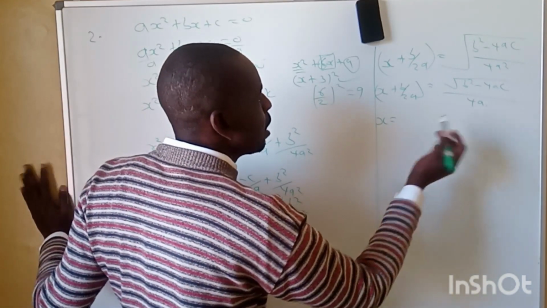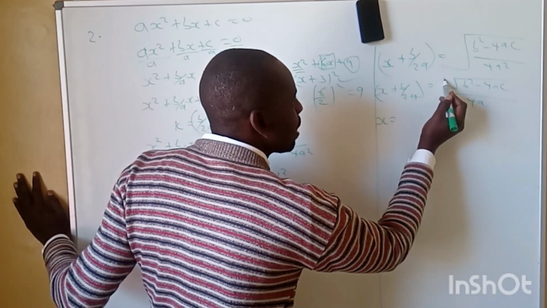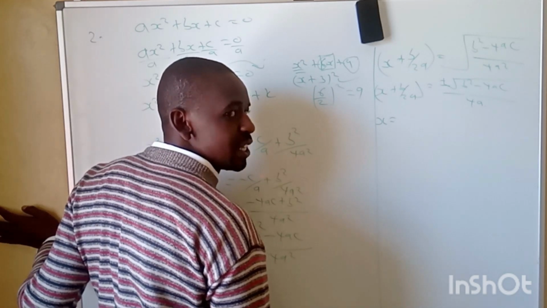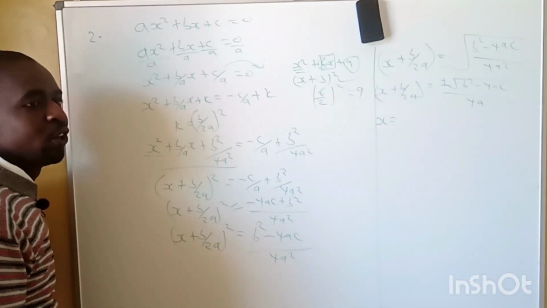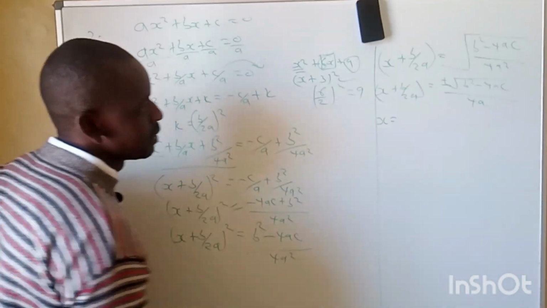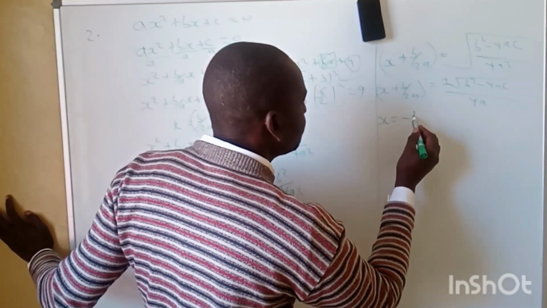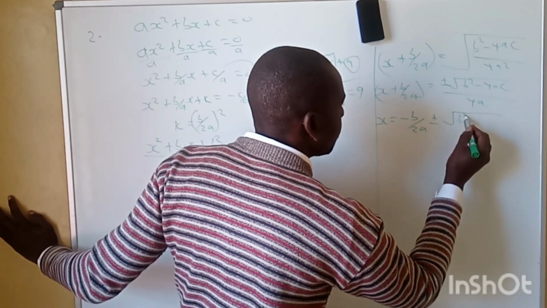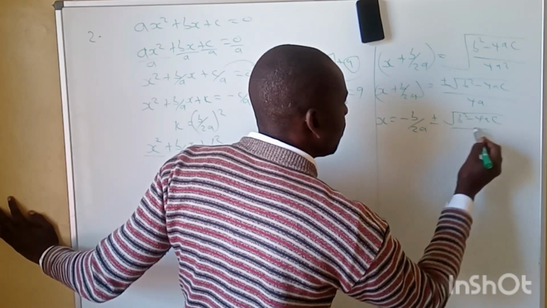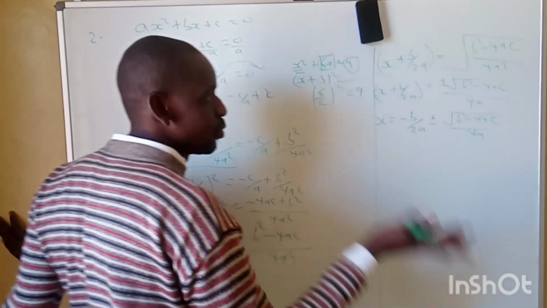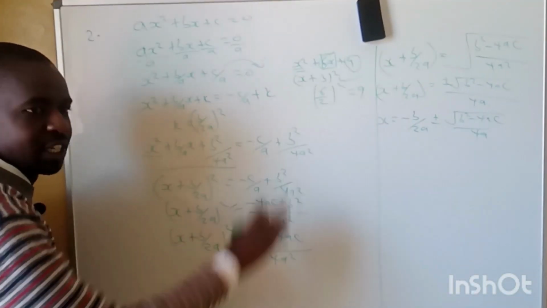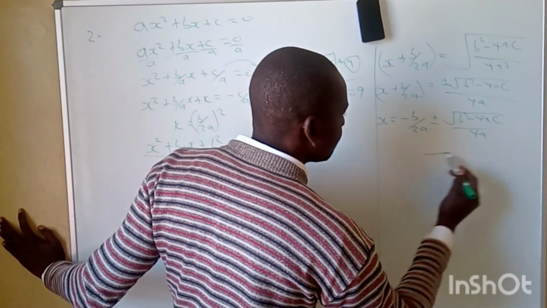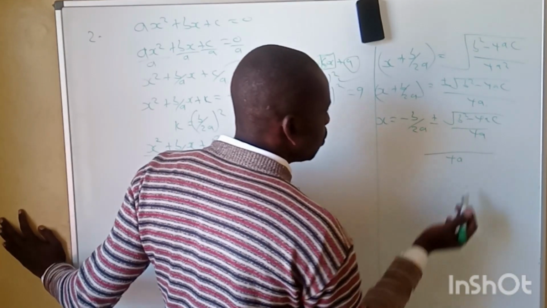So can we now get x? X will be, but remember, a square root of a number is a plus or a minus. For example, the square root of 64 is either negative 8 or 8. It's a plus or a minus. So x is going to be negative b over 2a plus or minus the square root of b squared minus 4ac over 4a. It has already started featuring. The answer is coming out, as you can see. So can we now combine this? What is the LCM? LCM is 4a. 2 goes there.